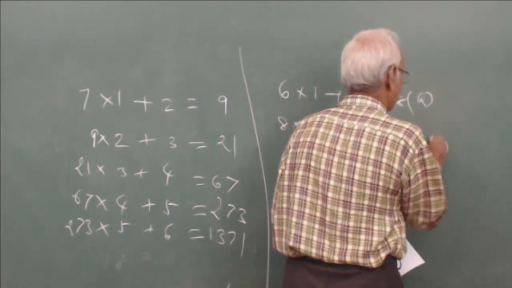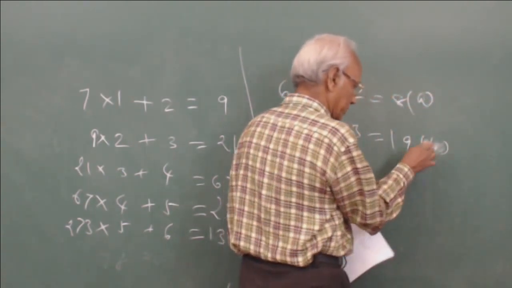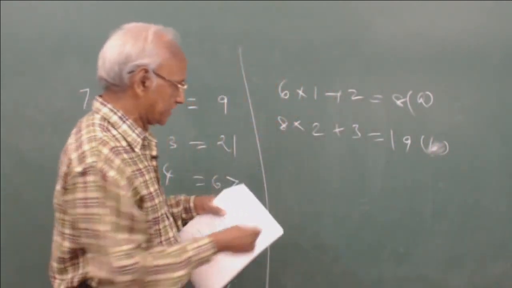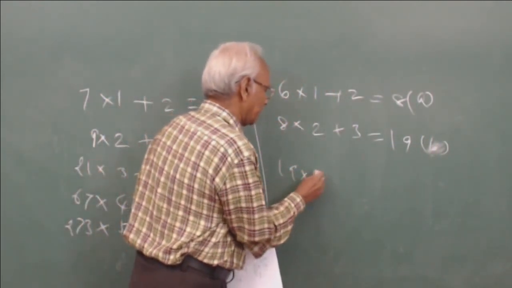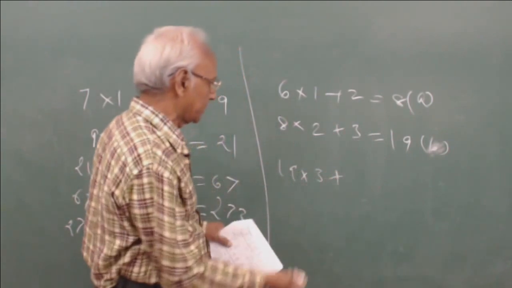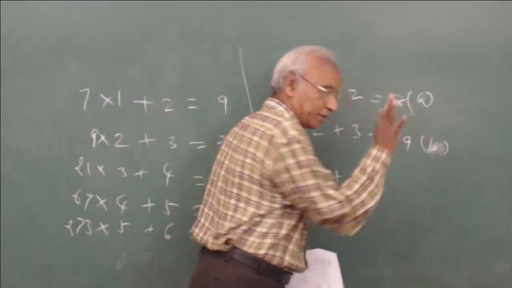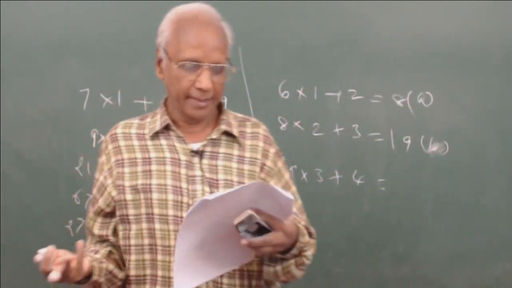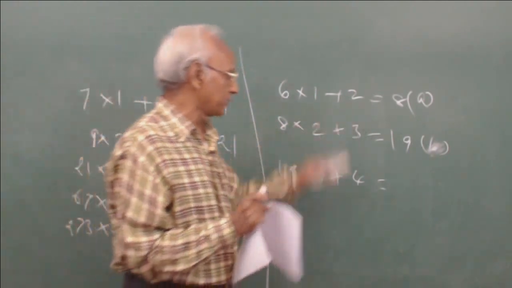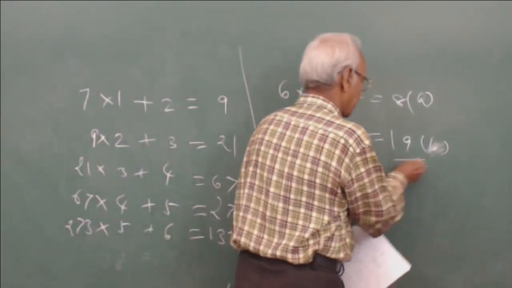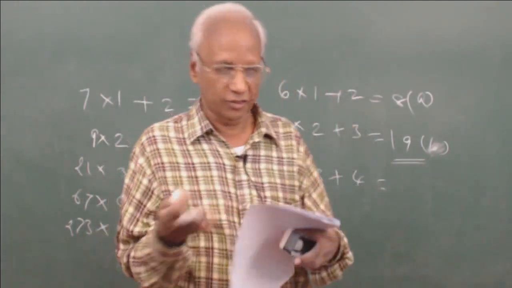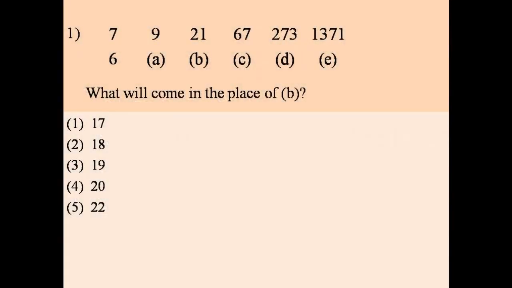This is your B. Now luckily in this question, only B is asked. If necessary, we can go further. Suppose they ask something else, you can work it out like this. But in this case, it is not necessary. So it stops here itself. So 19 is the answer we want, and 19 is given as one of the choices, the third choice. So that is the way it works out.